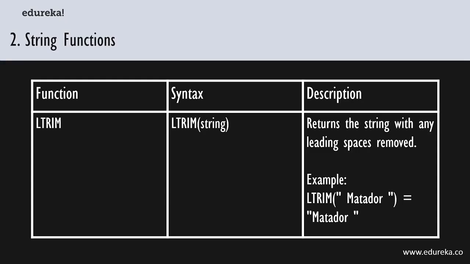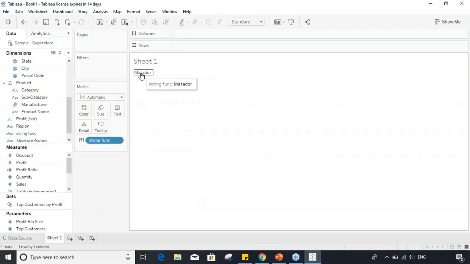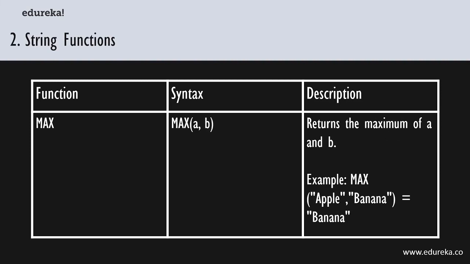So next we have ltrim. Now this basically returns the string without any spaces on the left. So if I try to ltrim space matador space, it is going to remove the space at the left hand side of your string. And here you can see the space on the right is there, but the space on the left is gone.